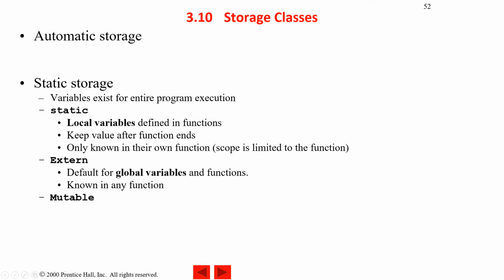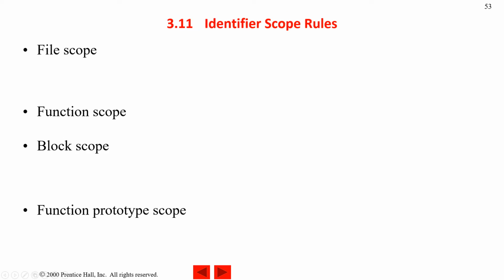Right. Externs are global variables, and they are known to any function. We'll look at it briefly. And mutable, we are not going to look at it because it's something to do with classes. We're not studying classes in this course. So the next thing we need to consider is the scope of the variable. The scope means where the variable is visible. You can have the file scope, the function scope, the block scope, or the prototype scope.